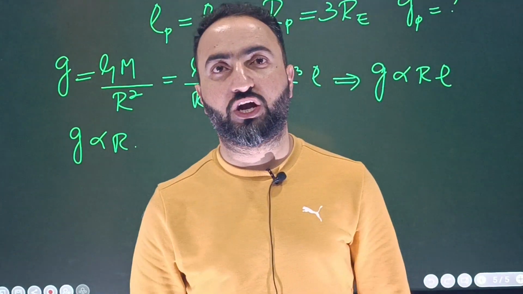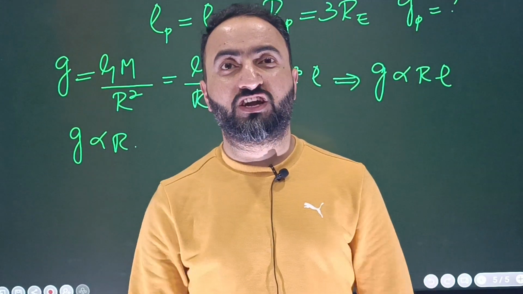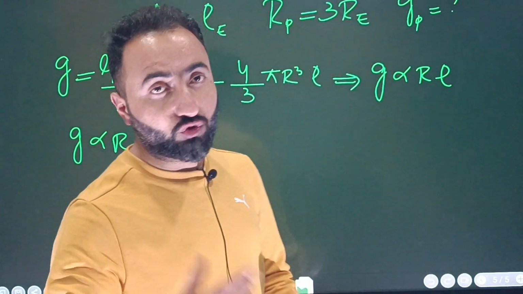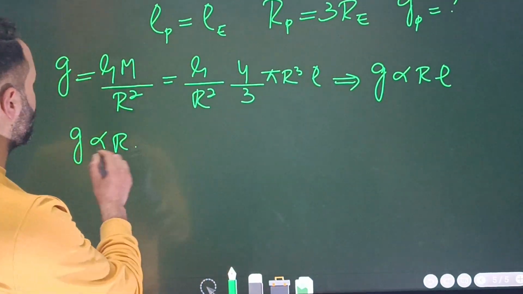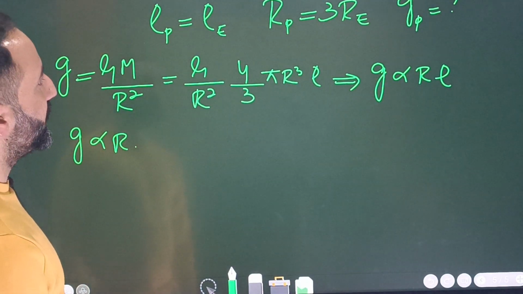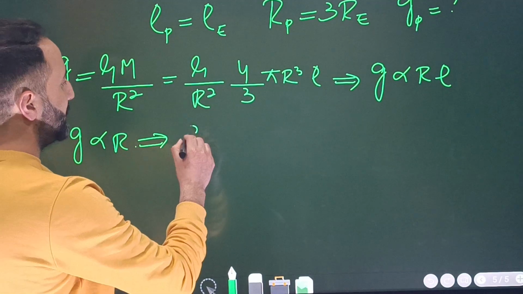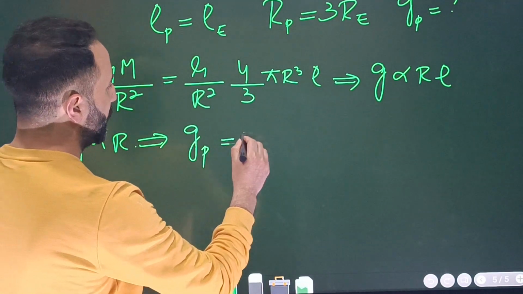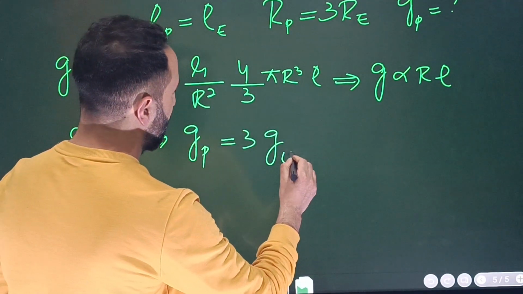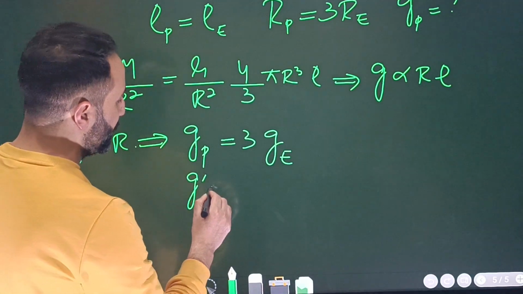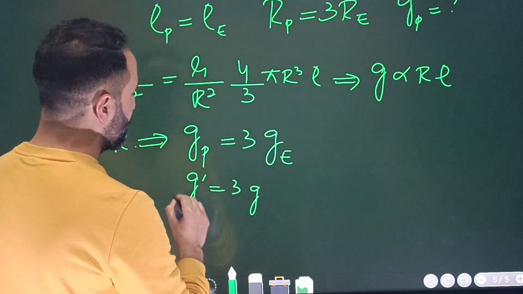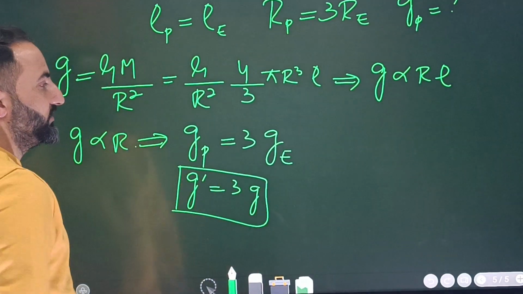Then g is proportional to 1 divided by r square. Is density constant? Then g is directly proportional to r. So g is directly proportional to r. Directly proportional means straight, so this implies that g dash will be equal to 3 times the acceleration due to gravity on the earth, or g dash is equal to 3 times g. That's it, the problem is done for us.